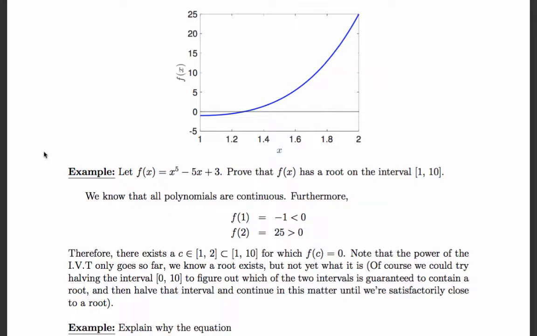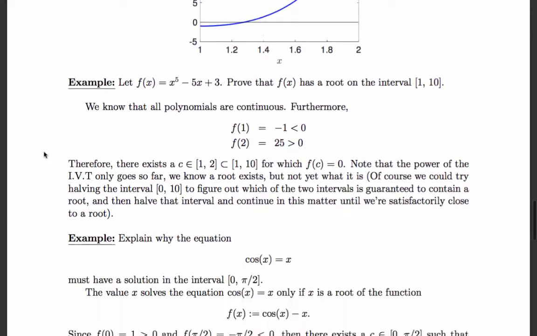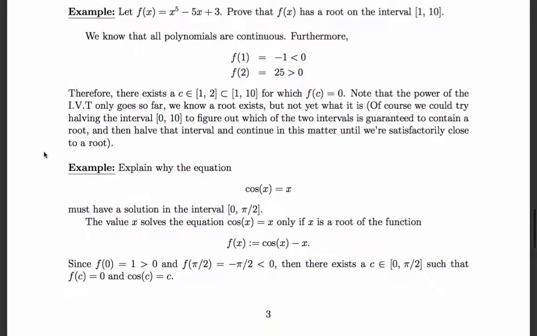Of my two new intervals, find which one has a root and halve it again. The length of each interval at iteration k is the original interval divided by 2 to the k, which gets small fairly fast. So we can actually use that as an algorithm for not only finding a root, but guaranteeing that we have lower and upper limits of where a root has to be. Now explain why the equation cosine of x equals x must have a solution in the interval 0 to pi over 2.